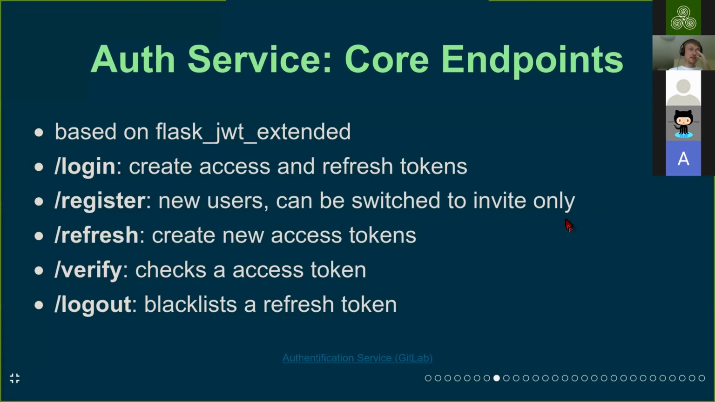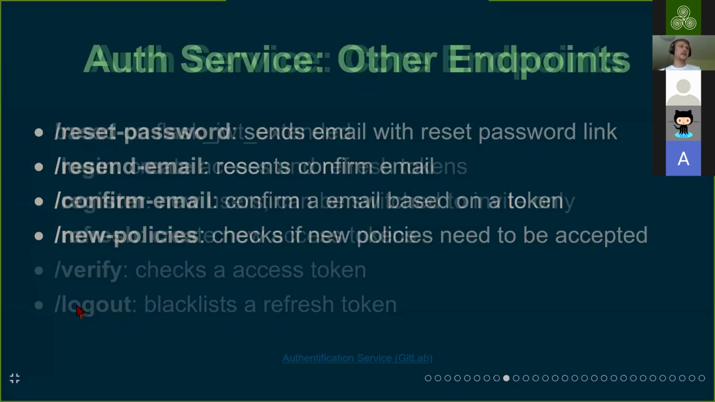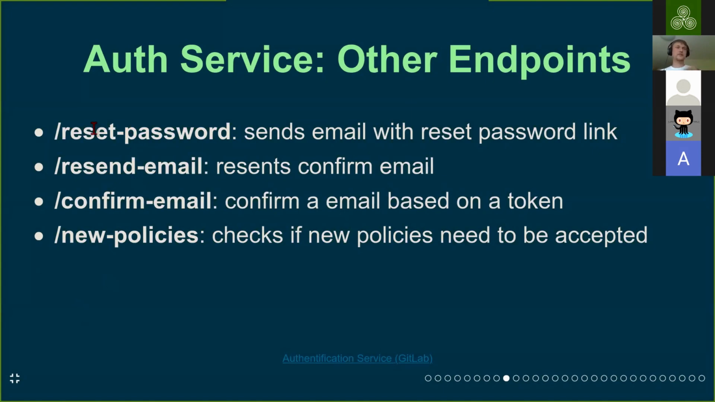Now I will tell you how the Auth service is built. The Auth service might look like your regular service, not a microservice service. I use Flask-JWT-Extended, the Flask library. It has a login route, a register route, a refresh route, a verify route, and a logout route. This is all for handling the JWT tokens. Some other routes are for resetting the password, resetting the email, sending a confirmation email, and new policies, like GDPR policies, that check for that.